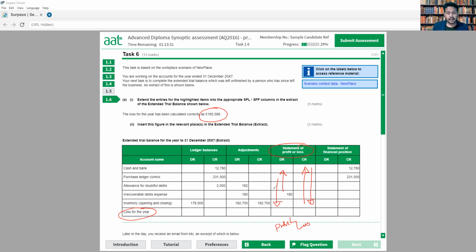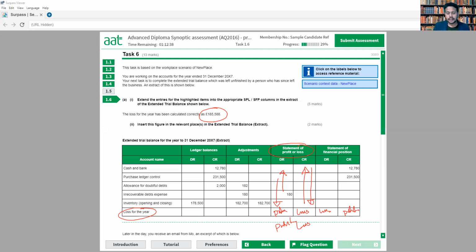So if it is a loss, we record the loss on the credit side of the profit and loss account, because the credit side will be lower. It's like a balancing figure. To fill the gap, I write the loss on the credit side. Also, on the financial position, we write it on the debit side. Why? Because it will reduce my capital. My capital is credit and the loss will be debit. On the other hand, if I make a profit, it goes on the debit side of the profit and loss and on the credit side of the financial position, because profit increases the capital.